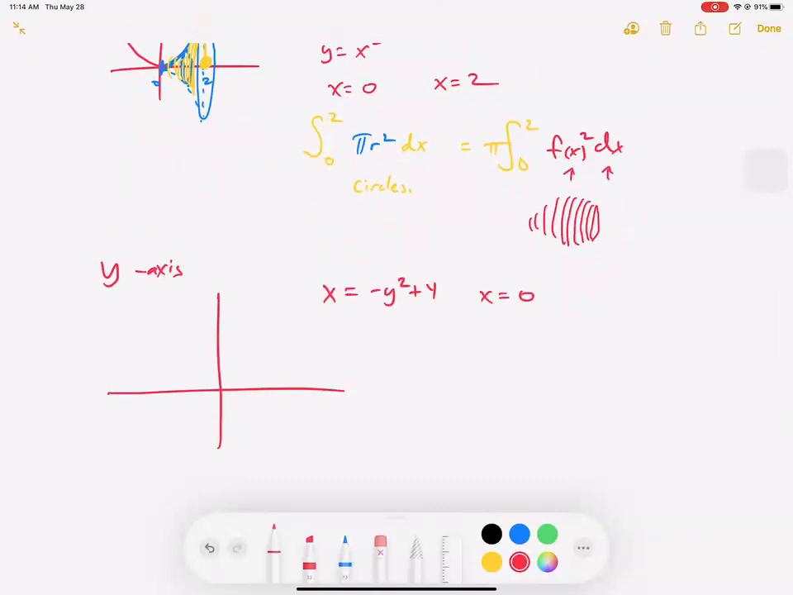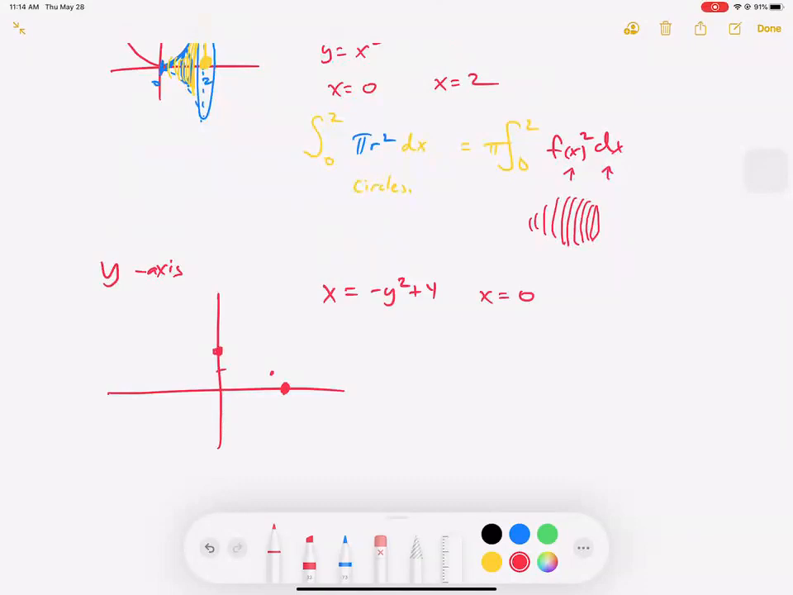Now to plug this in, let's go ahead and plug in y values. Now this graph is spun in a different way. We're not plugging in x's now, we're plugging in y's. So if I plug in y is 0, x would be 4. If I plug in y is positive 1, x would be positive 3. If I plug in y is positive 2, 2 squared is 4, negative 4 plus 4 would be 0.